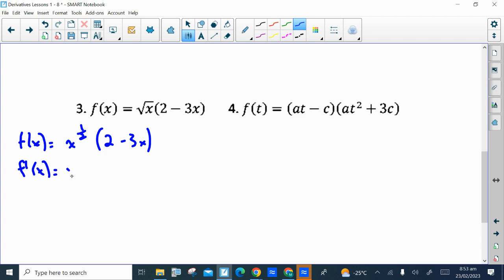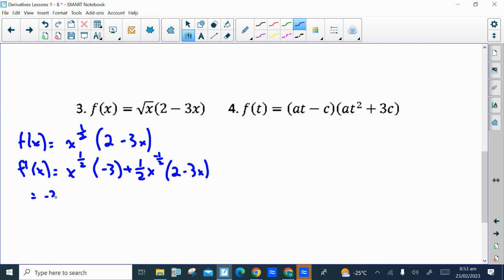So the first factor times the derivative of the second, which will just be negative 3, plus the derivative of the first factor times the second factor. First factor times the derivative of the second plus derivative of the first times the second. And it doesn't matter what order you write these in.